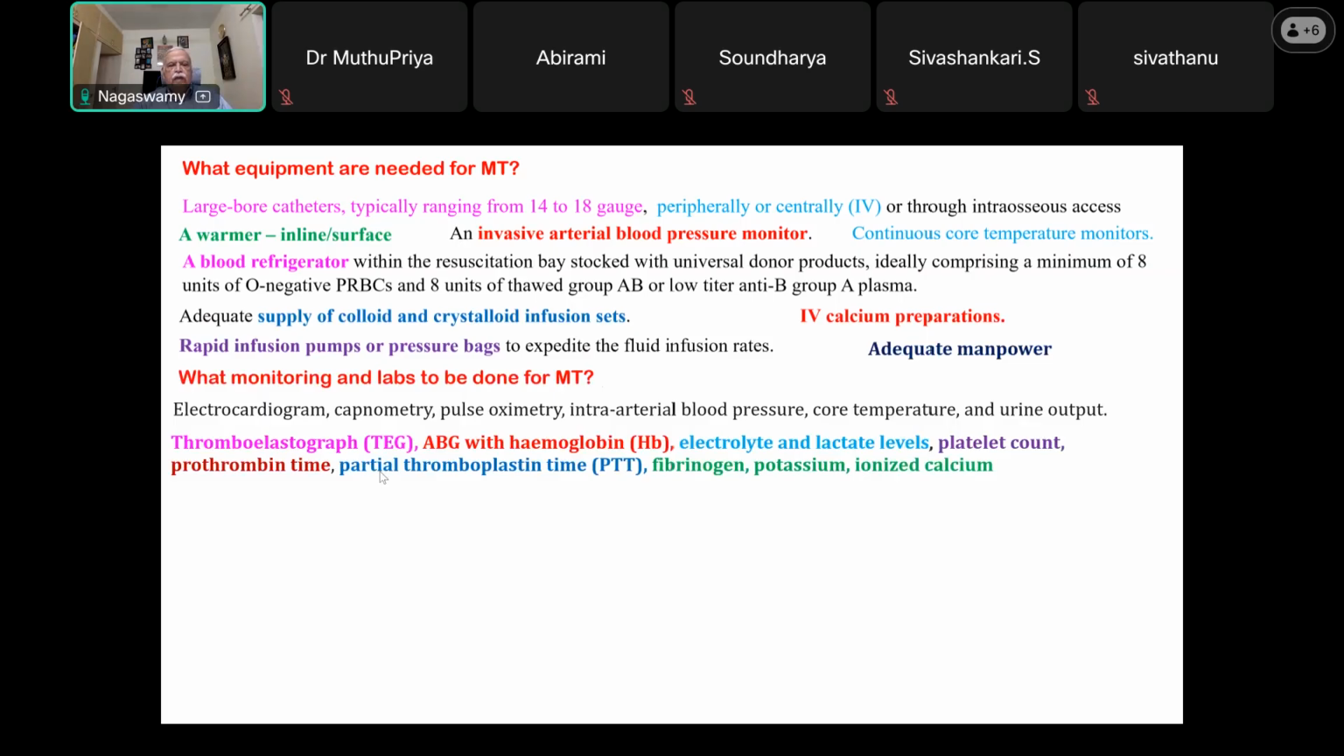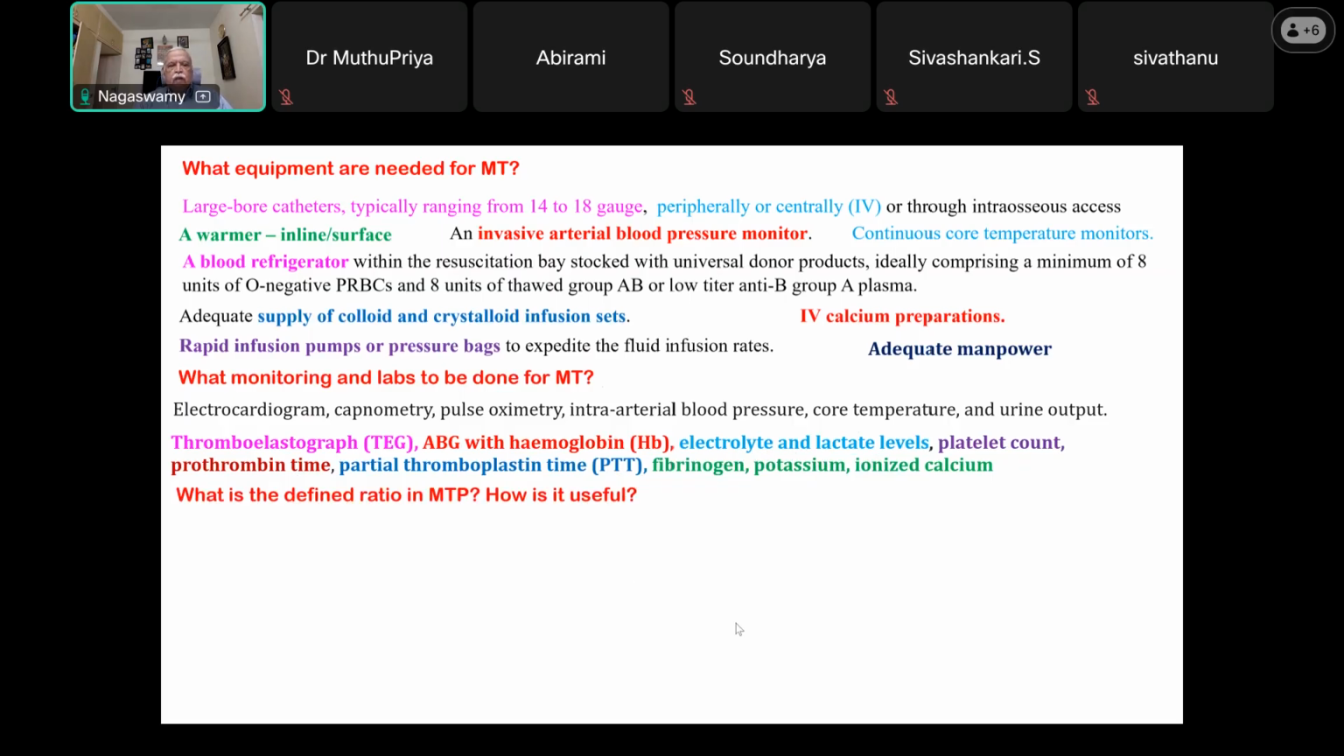And monitoring and labs: ECG, capnometry, arterial pressure, core temperature, and thromboelastography or ROTEM, which has now become the in thing for bedside monitoring. Avoid wasting time sending the samples to the lab. Bedside ABG is also now available, and from that you can get the electrolytes and lactates, etc. And these coagulation tests may take a little time, and fibrinogen estimation may all take some time. You have to send them to the lab.